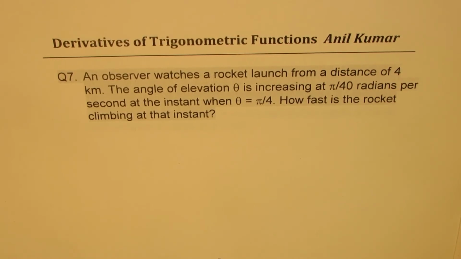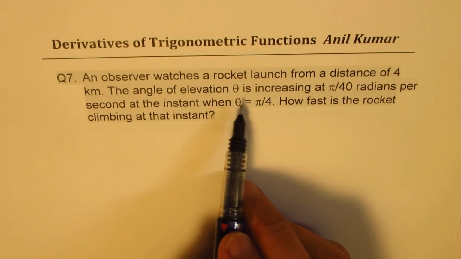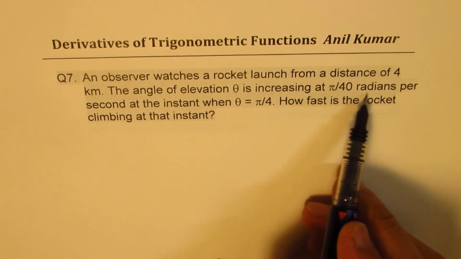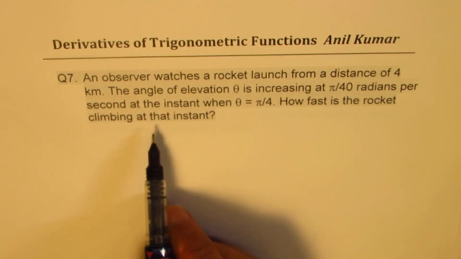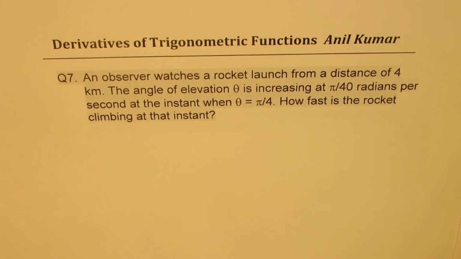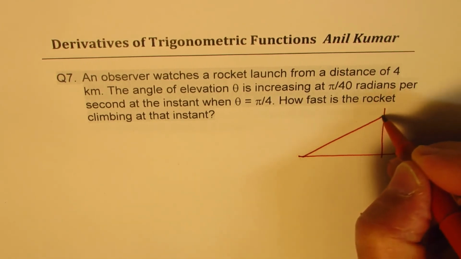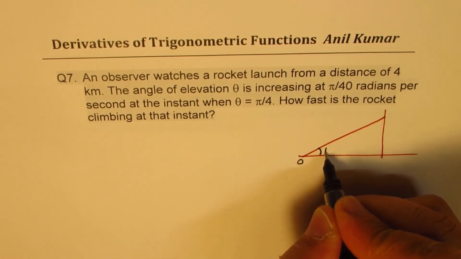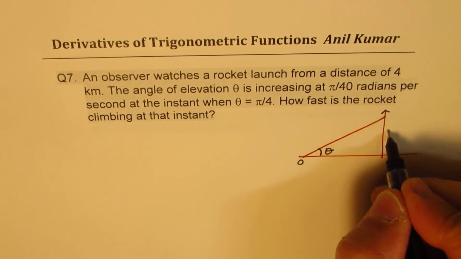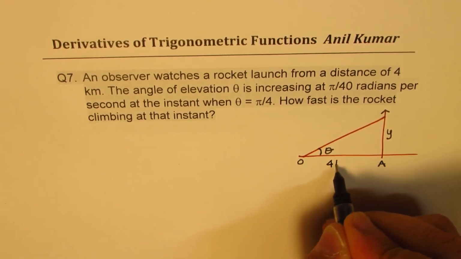Now let's move on and take question number 7. An observer watches a rocket launch from a distance of 4 kilometers. The angle of elevation theta is increasing at pi by 40 radians per second at the instant when theta is pi by 4. How fast is the rocket climbing at that instance? So let's try to sketch and then we'll solve this example. Okay, so let's say that is the situation. So the observer is at this point, let's call this O, and that's the angle theta, where the rocket is going upwards. Let's call this distance y. The fixed distance of point A from O is 4 kilometers.